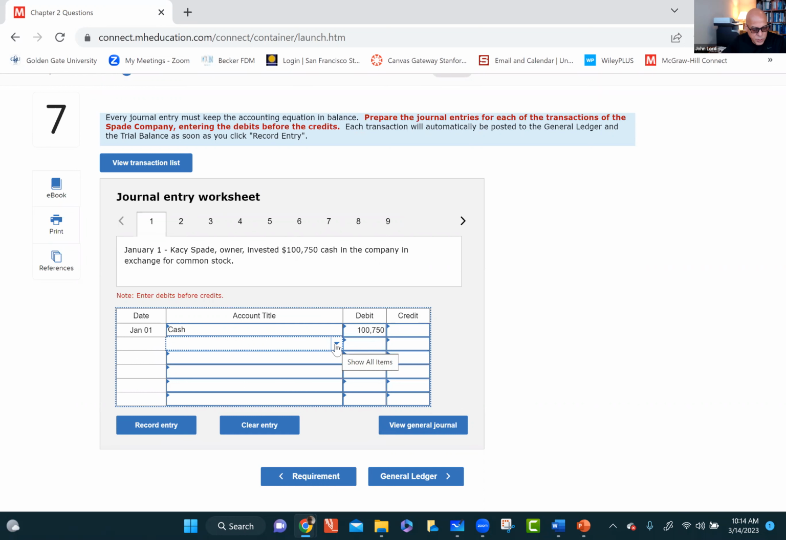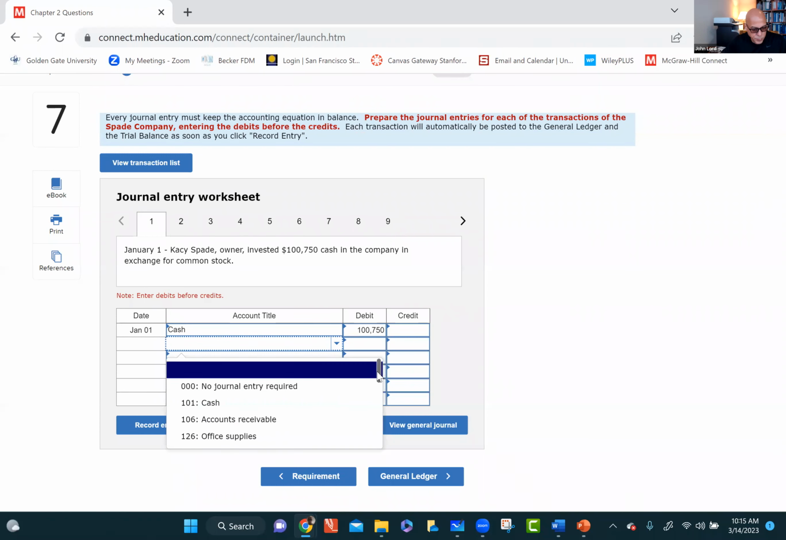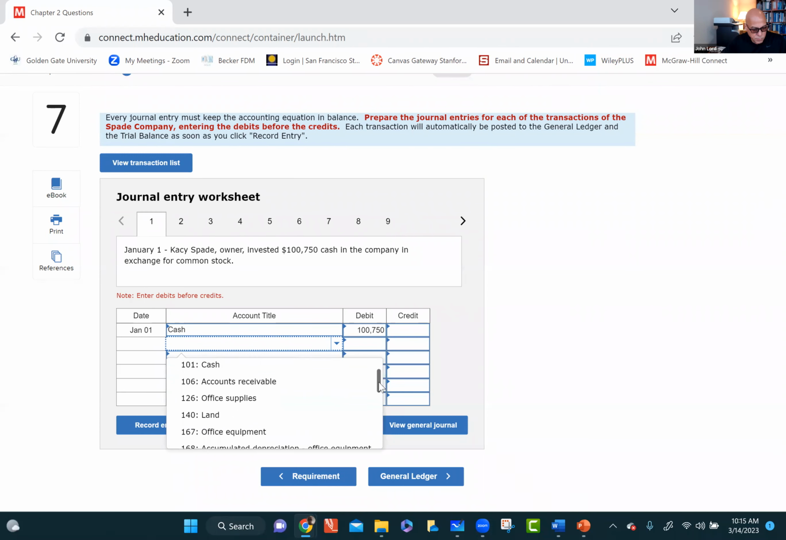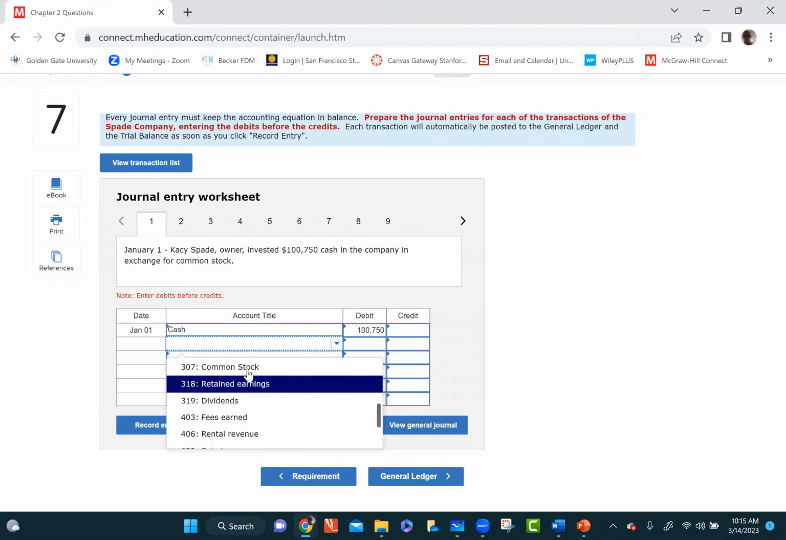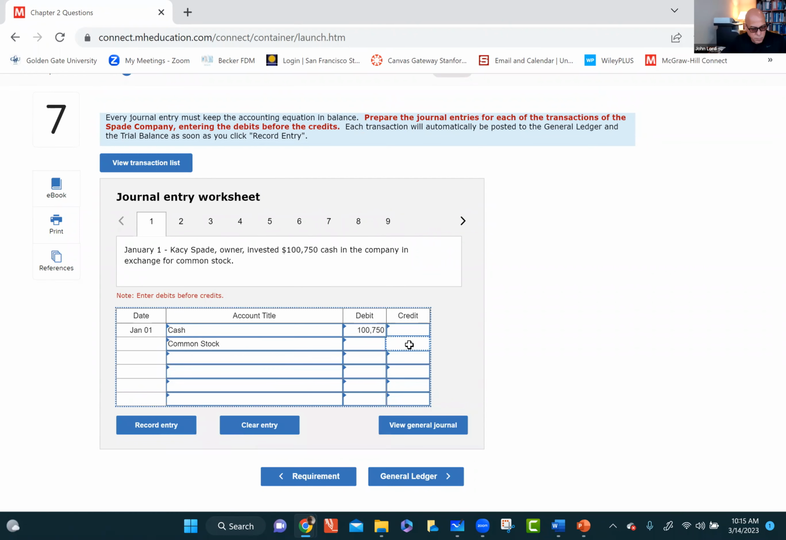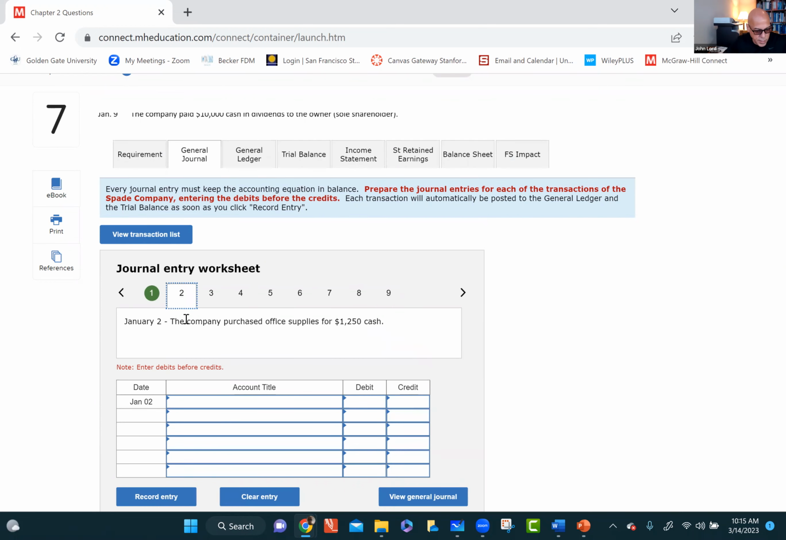The corporation is issuing stock in exchange for cash. So what do you want to credit? You drop down and look at the menu of accounts. Do you see one that you want to credit here? Common stock. Good. We credit the common stock. Very good. 100,750. This is just like we did in the year 1, year 2 example, but now we're doing it using the computer. So I recorded that transaction.